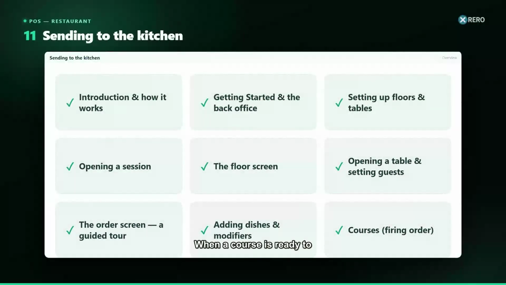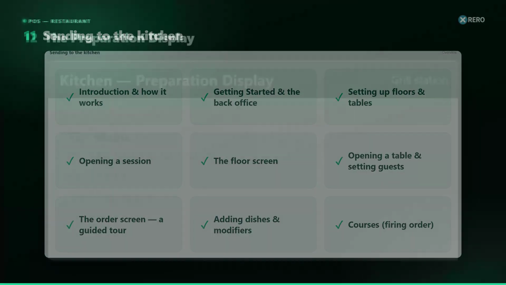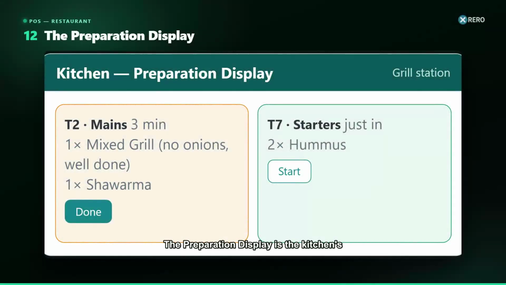When a course is ready to cook, tap Order. New and changed lines are sent to the kitchen printer or the preparation display, so chefs see exactly what to make and for which table. The preparation display is the kitchen screen. Each sent order appears as a ticket showing the table, the dishes, and any notes.